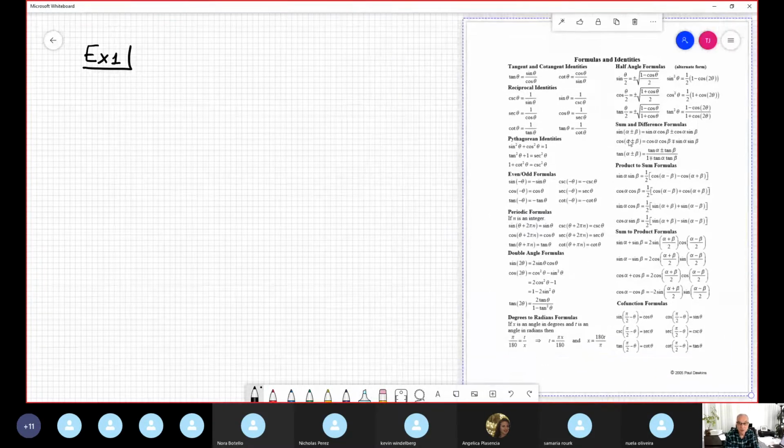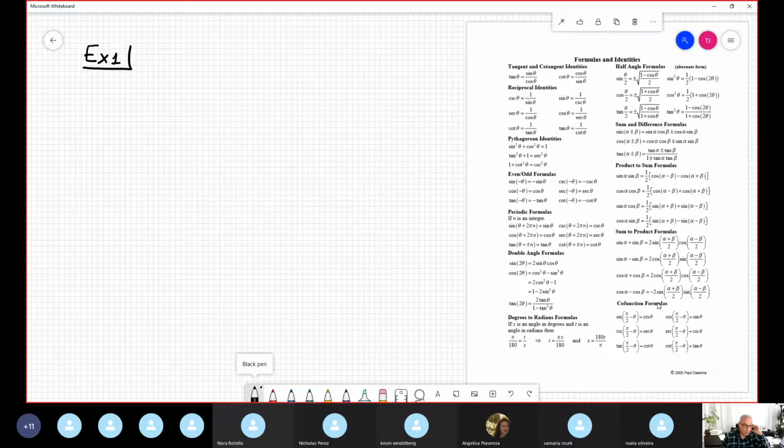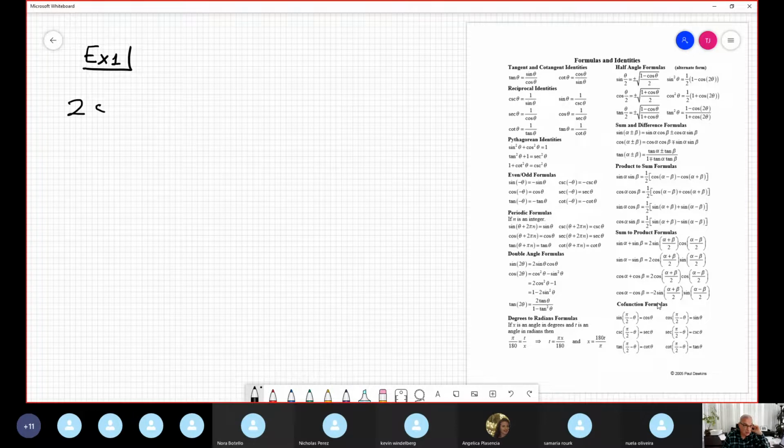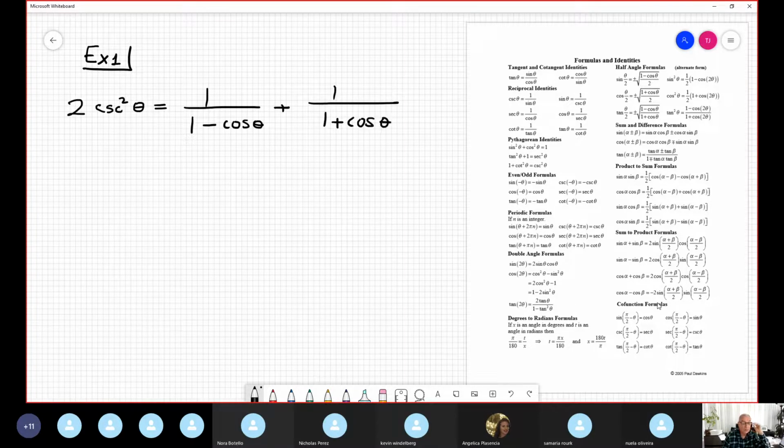Because nobody memorizes all of this. No. But little by little. Okay, example one says, prove, establish this identity: 2 cosecant squared theta, or whatever, x, is equal to 1 over 1 minus cosine theta plus 1 over 1 plus cosine theta. Prove that.